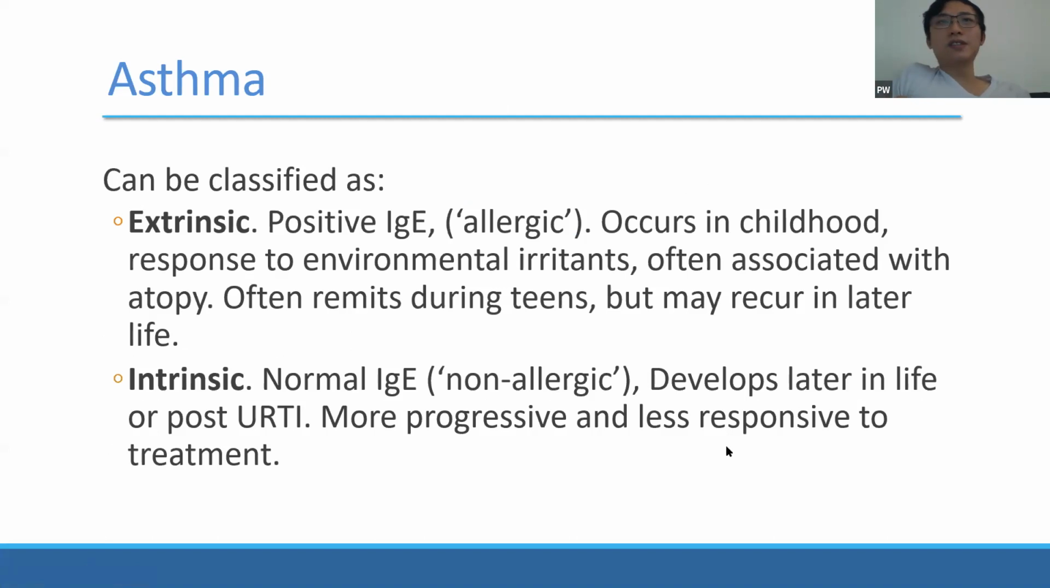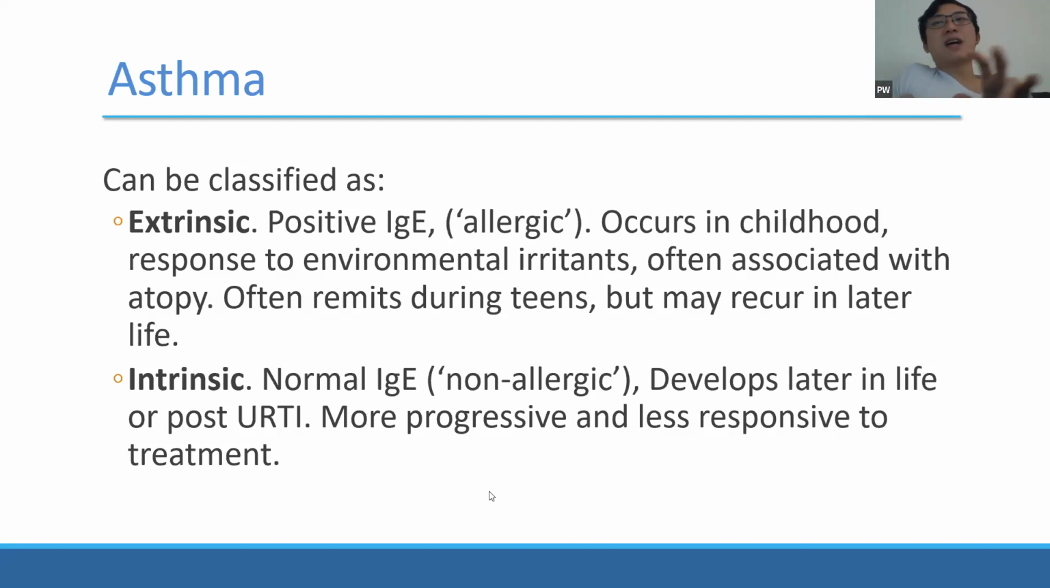Okay, so we're going to talk a little bit about this. There are two types of asthma. There's extrinsic, which is IgE mediated, the allergic asthma. It occurs often in childhood in response to environmental irritants, often associated with atopy, so asthma, eczema, allergies. It often gets a bit easier during the teens, not as severe, but can recur later in life. And then you've got intrinsic, where you get a normal IgE level and it's a non-allergic response. It's thought to be a bit of an autoimmune response, where it can develop later in life or after certain upper respiratory tract infections.